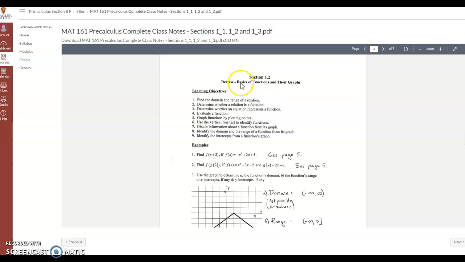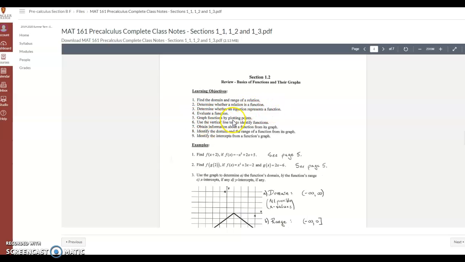And in 1.2, we're still reviewing. We want basics of functions and their graphs. There are 9 learning objectives here. We want to be able to find the domain and range of a relation. Relation is just another word for function. Determine whether a relation is a function. Not every relation is a function, right? Remember, it has to pass the vertical line test, all that kind of stuff. But we'll review all that. Determine whether an equation represents a function.